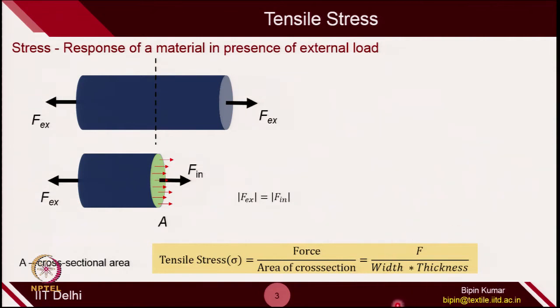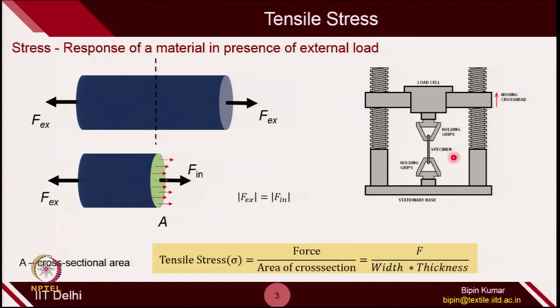For a fabric we have width and thickness, but in the case of this particular specimen the cross-sectional area is circular, so we can simply take the area of the circle. From the fabric point of view the area of cross section depends on width and thickness, but for this particular material it is just the area of a circle.